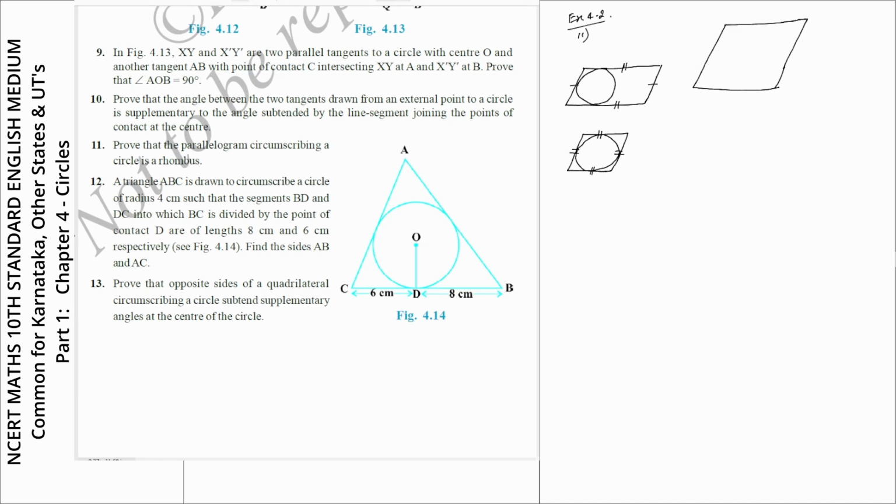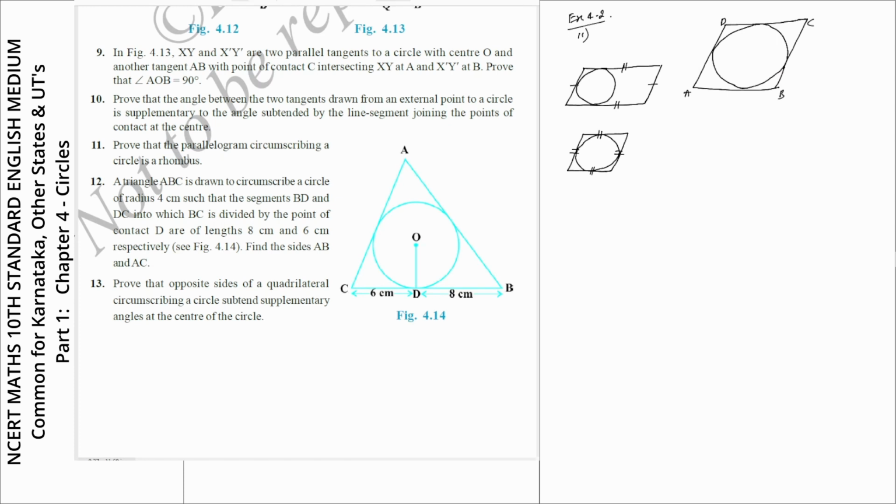So we'll assume that this is just a parallelogram now, and it's inscribing a circle. That means all the sides of the parallelogram are touching the circle at one point. So I'll name this parallelogram as ABCD.